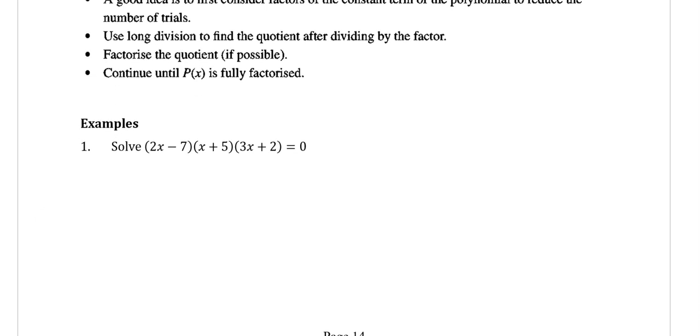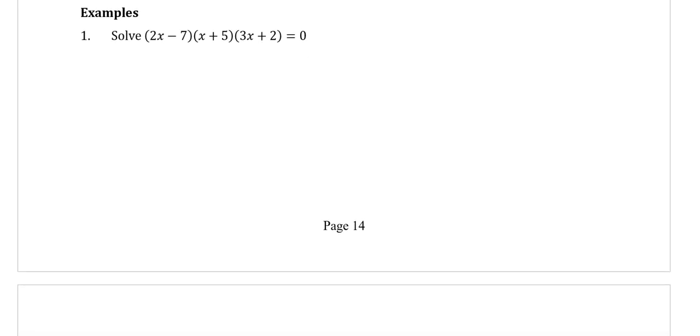So question number 1 says I want to solve this equation. Now we're used to solving quadratics that are factorised. This is just an extended version of that. If I have a completely factorised expression equal to 0, that means that any one of those brackets could be equal to 0. So either the 2x minus 7 equals 0, or the x plus 5 equals 0, or the 3x plus 2 equals 0. And I solve each of those. It's basically null factor again to find out what x is equal to.